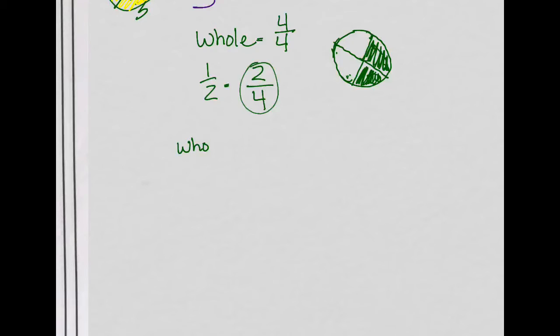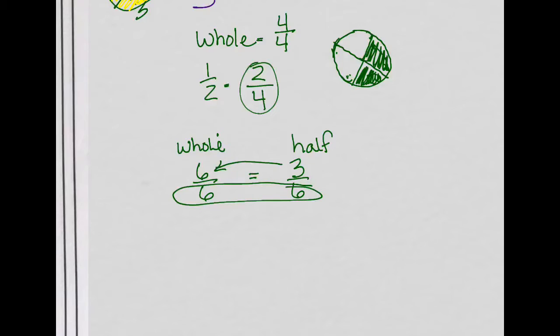The whole, let's do a different number. Let's do 6/6 is a whole. Let's do a half. Half of 6/6 would be 3/6, because 3 is half of the 6 pieces available. We still need to keep this number the same because it's still the same number of available pieces. All right, let's try one more.